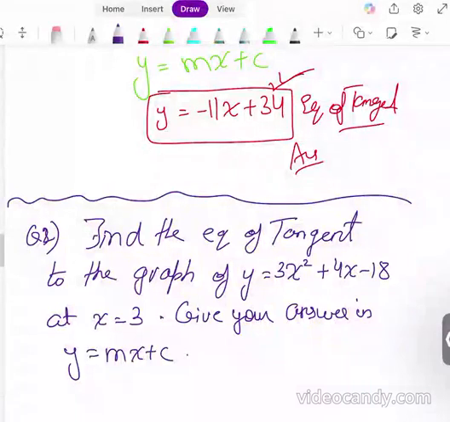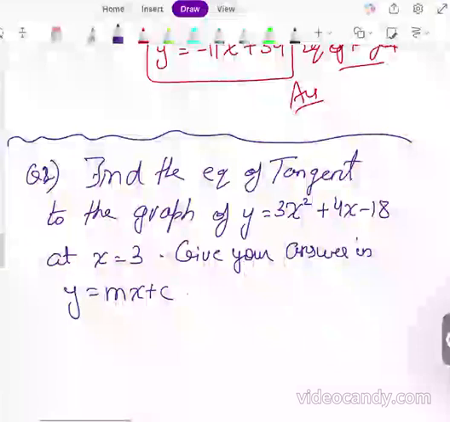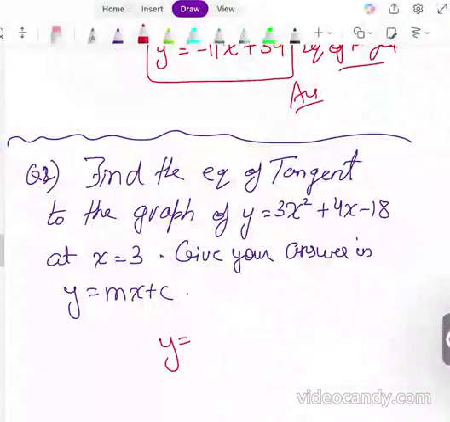Done. Oh, well done. Very quick. What about others? What equation did you get? Can you tell me the equation? Y equals 22x minus 5. Minus 5? Oh, I said 45. Okay, 45.